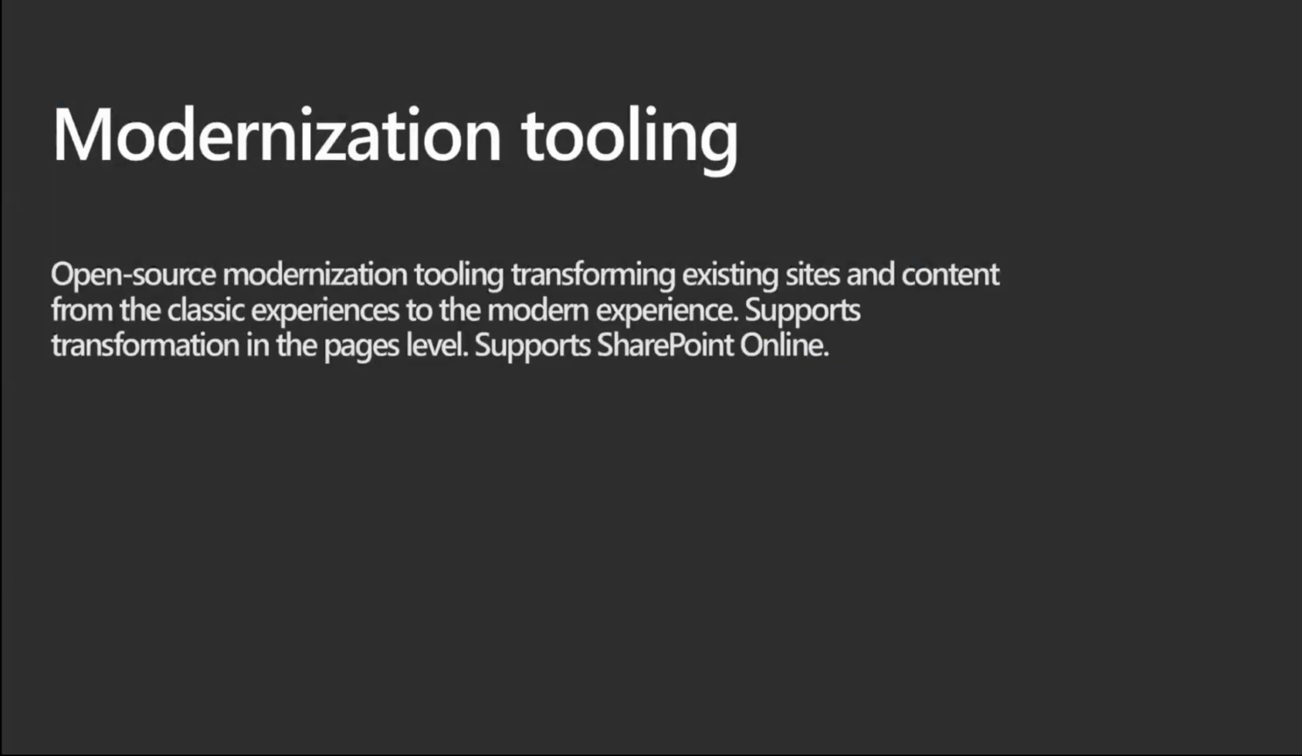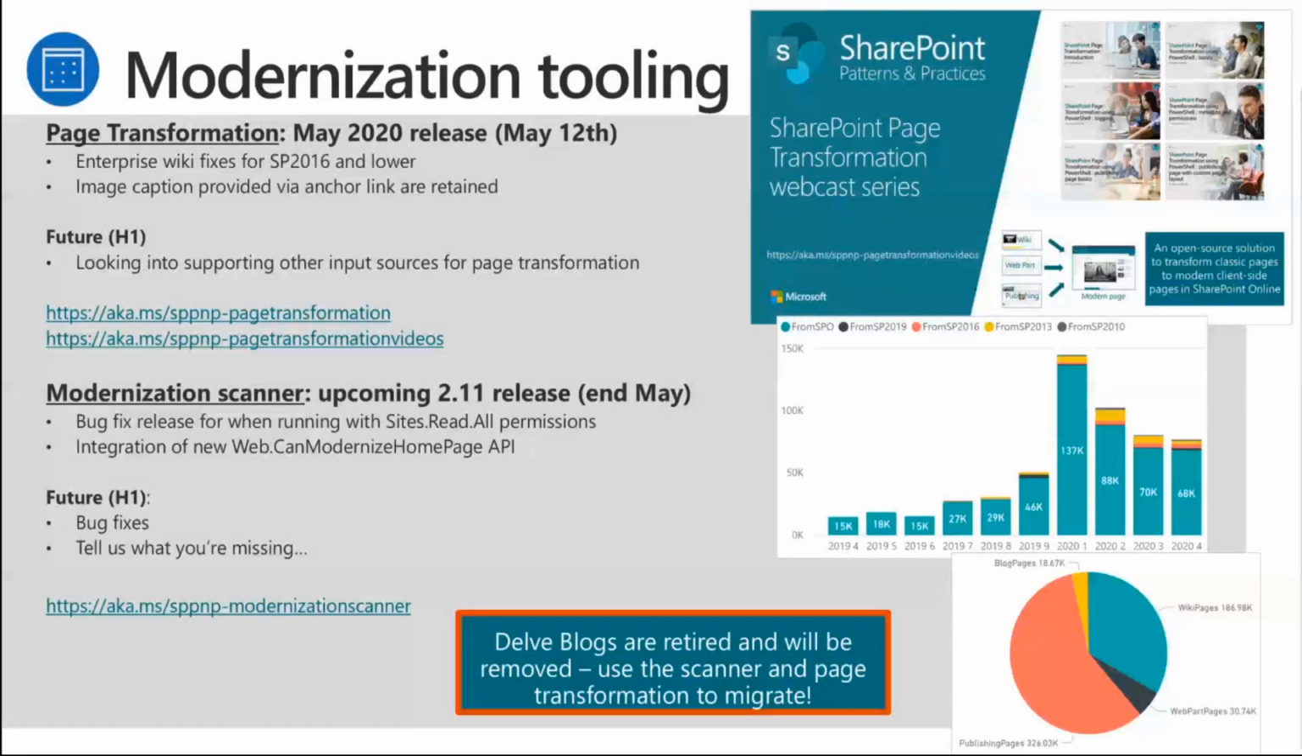Last one, modernization. For page transformation, the last release contains some fixes for Enterprise Wiki. So if folks were transforming Enterprise Wiki pages from on-prem, so SharePoint 2016 and lower, then there was an issue with that, and that has been fixed, which is good. And there is some fix around image caption handling. So if the caption was provided by an anchor link, it didn't take it over to the modern image web part when we created the modern page, and so that's fixed now as well.